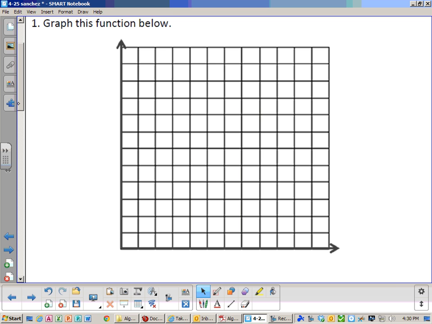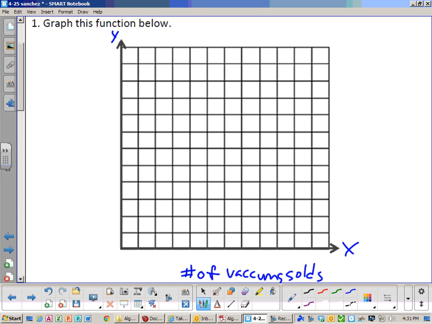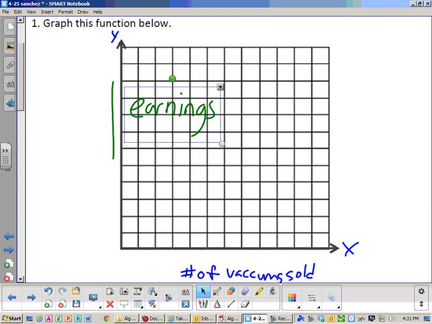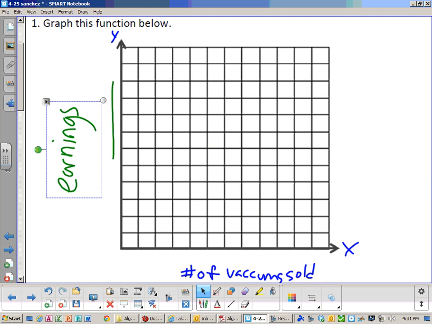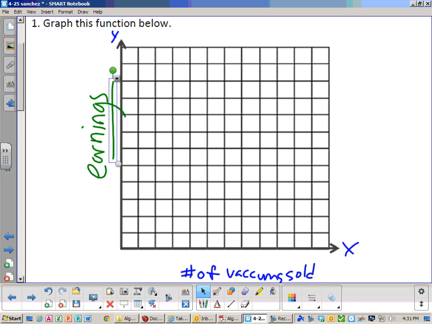Well, I take it back. It's going to be a little harder because we have nothing labeled. Well, I'm going to call this x. Of course, this is y, which means this is the number of vacuums sold, right? So we said x was the number of vacuums sold. The other one, the y right here, is your earnings. Earnings is the y.